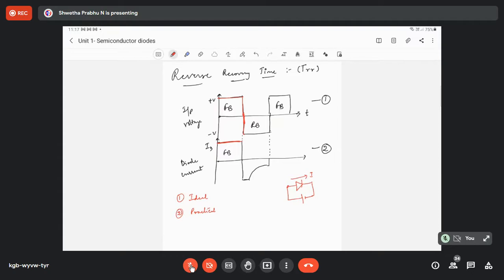Vaibhav Shetty? Yes, ma'am. Can you tell me what happens under ideal condition?